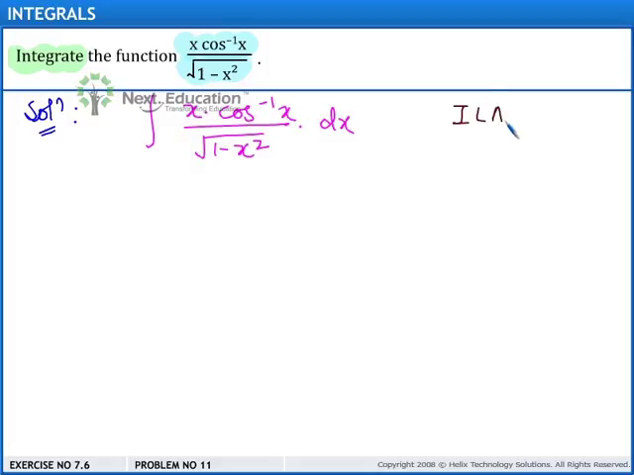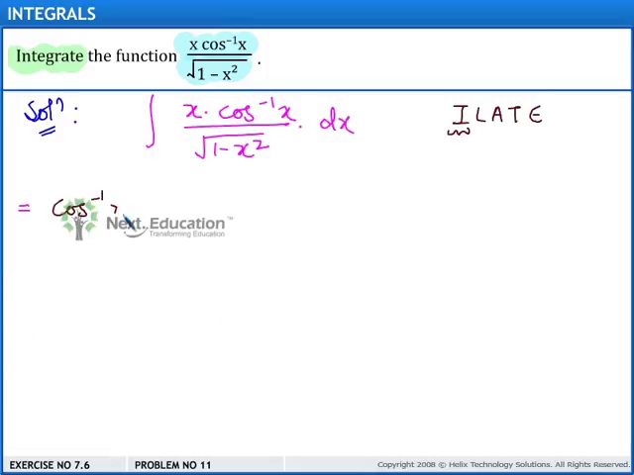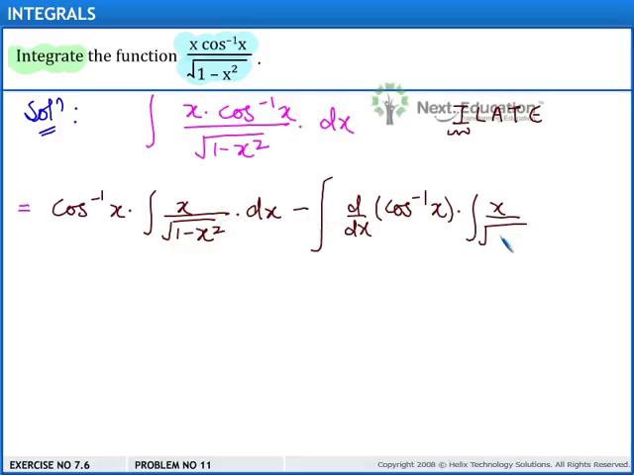Now we know ILATE, that is, if we find the integral of the product of two functions, the first function is the inverse trigonometric function, that is cos inverse x is the first function. So this can be written as the first function into the integral of the second function, which is x divided by square root of 1 minus x square into dx, minus integral of the derivative of the first function, that is cos inverse x, into the integral of the second function, and this with respect to x.